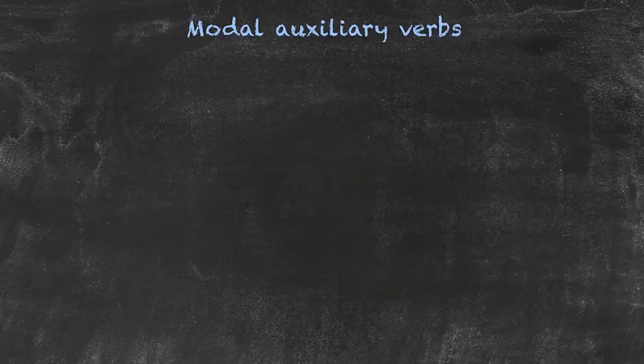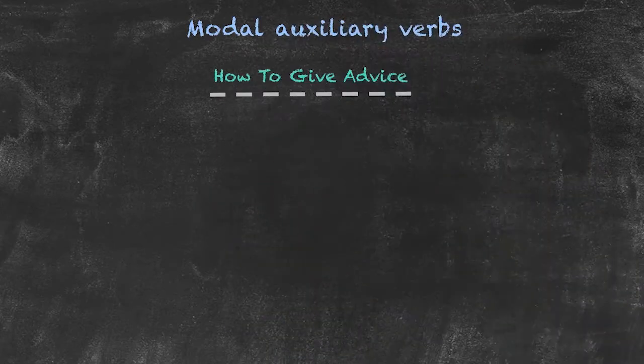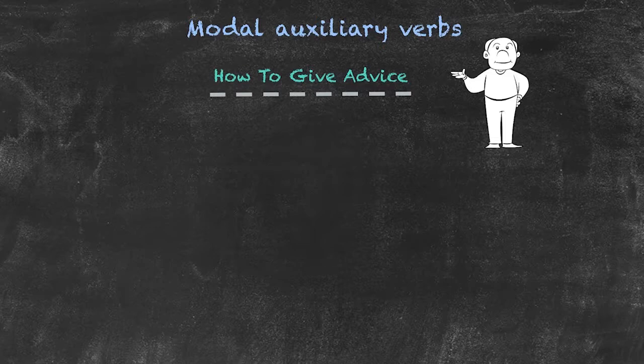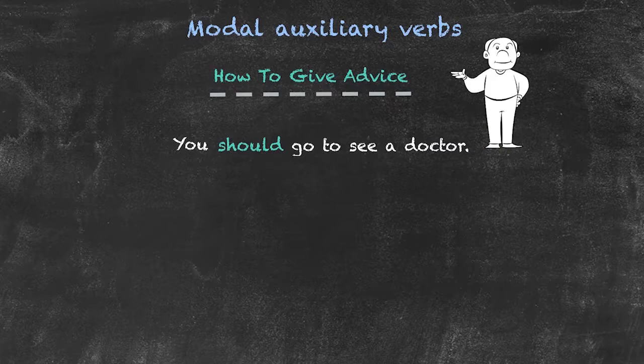Let's have a look at another way that we could approach teaching modal auxiliary verbs. One other approach that could be used to teach modal auxiliary verbs is in context. So, for example, how to give advice. With students of a higher level that have some knowledge of the various modal auxiliary verbs, it's more appropriate to teach in this way. So if we're talking about ways to give advice, we could start with, you should go to see a doctor, as a typical way to advise somebody to do something.